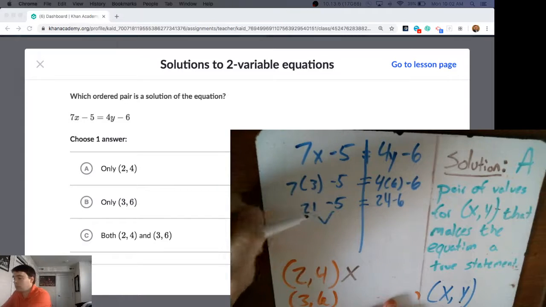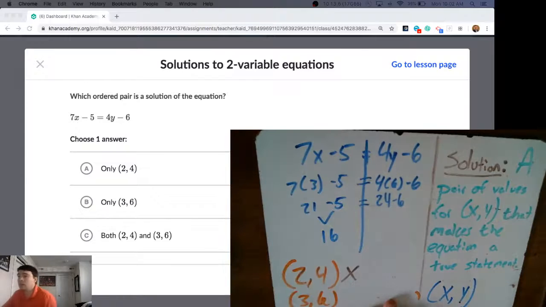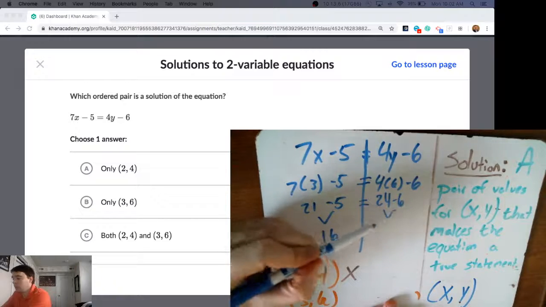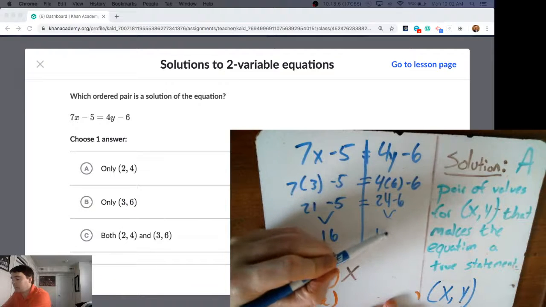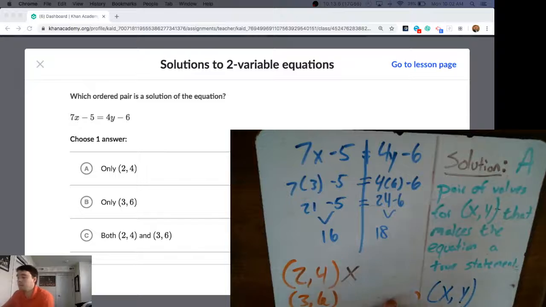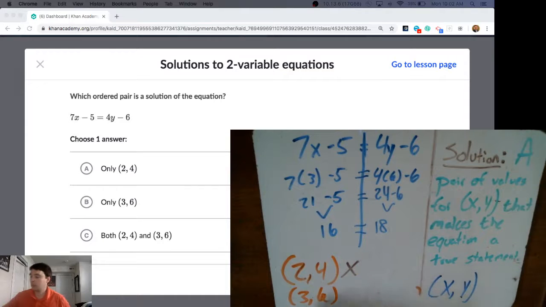Now we'll do the subtraction. 21 minus 5 gives us 16. 24 minus 6 gives us 18. And we're left with another false statement here. When I plugged in a 3 and a 6 for x and y, it didn't work in the equation either. I was left with 16 equals 18, another false statement.